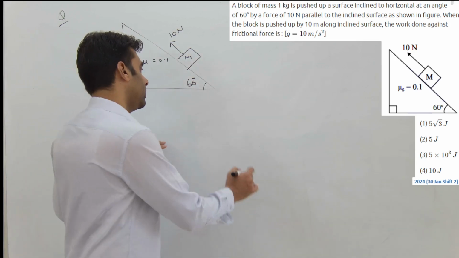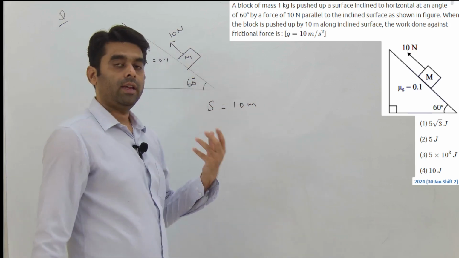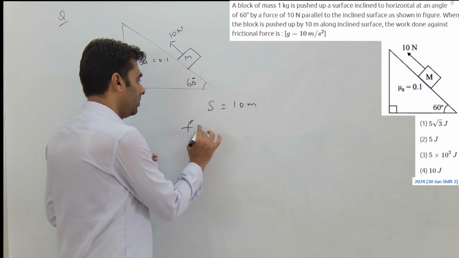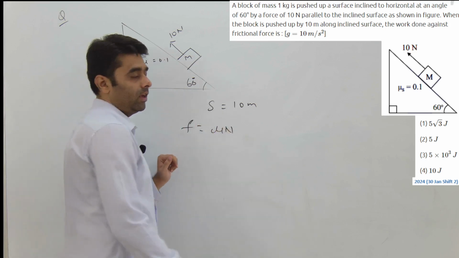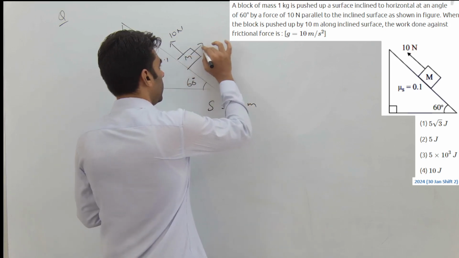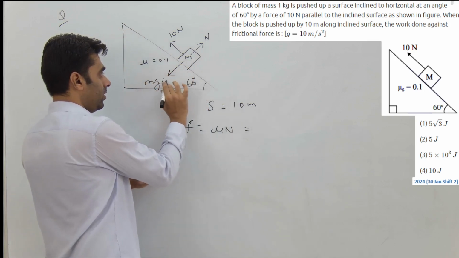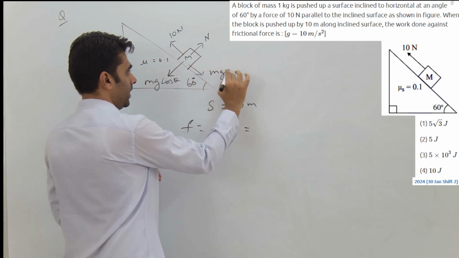Displacement is given to us. Displacement is 10 meters, right? They are asking us the work done against friction. Let us calculate the friction force. Friction force will be what? Mu into N. Friction is mu N. In the case of an incline, the normal is up, and over here we will have mg cos theta, and on this side we will have mg sin theta.